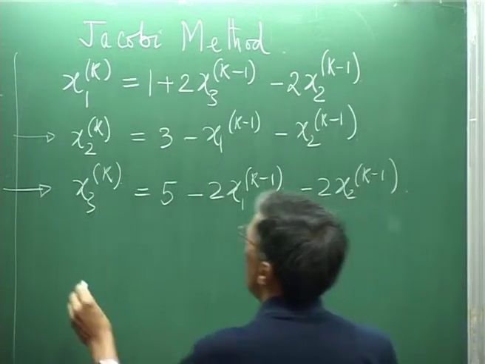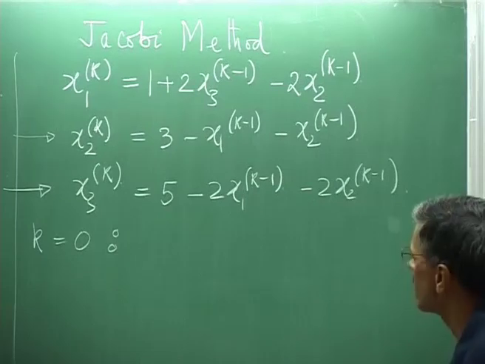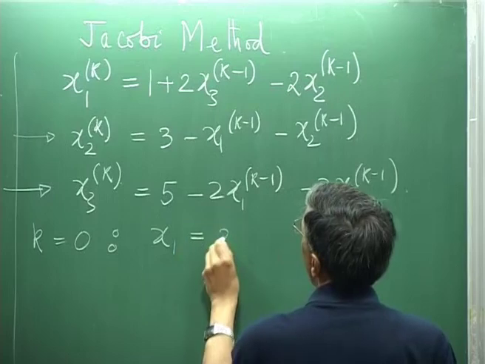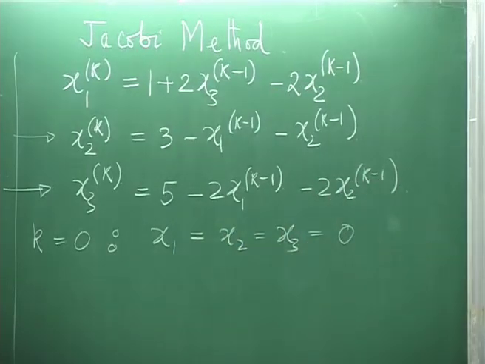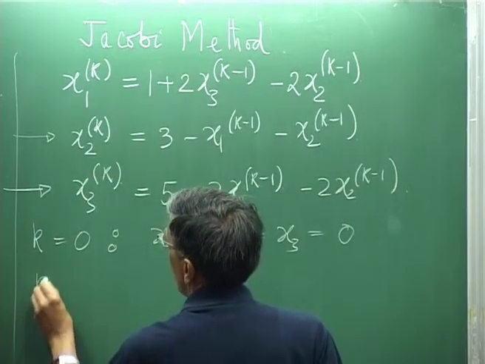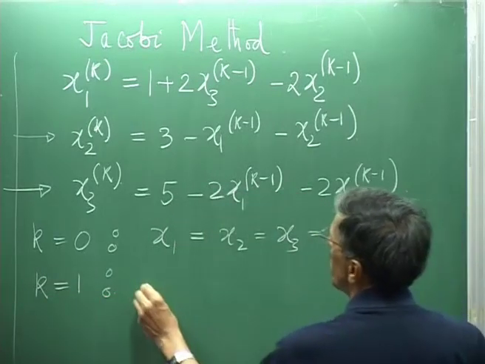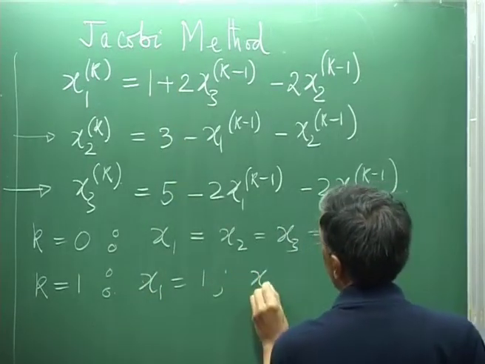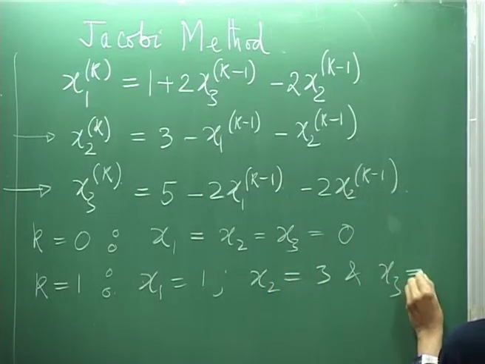Let me start with some initial guess, and the easiest thing for me to do would be to take all of them equal to 0, right. Then what I am going to get from here, the next iterate k equal to 1, x1 would be equal to 1, x2 would be equal to 3, and x3 would be equal to 5.